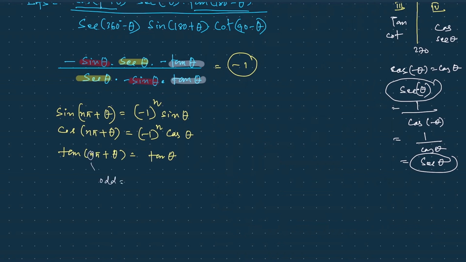Odd means what? 1, 3, 5. Means it is in the terms of 2n plus 1 format or 2n minus 1 format.